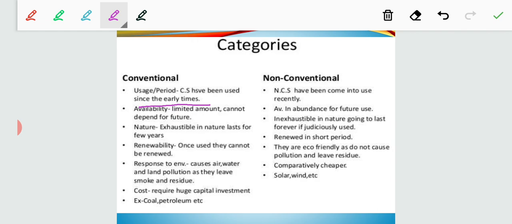And then come the examples. Coal, petroleum, natural gas are examples of the conventional, and solar energy, sunlight, wind, tides, earth's interior heat are considered sources of the non-conventional energy resources. So here I have completed the categories of the energy resources, explaining their characteristics in a differentiating manner.